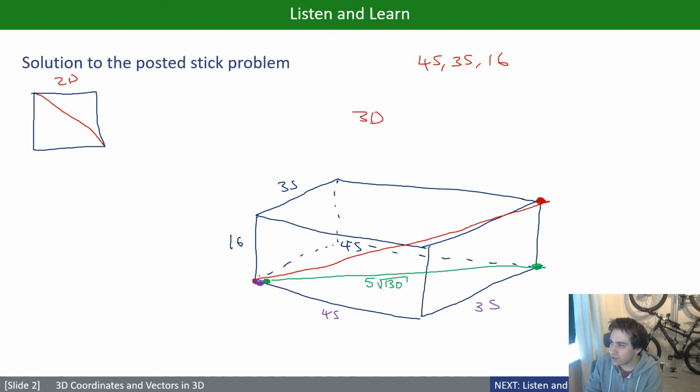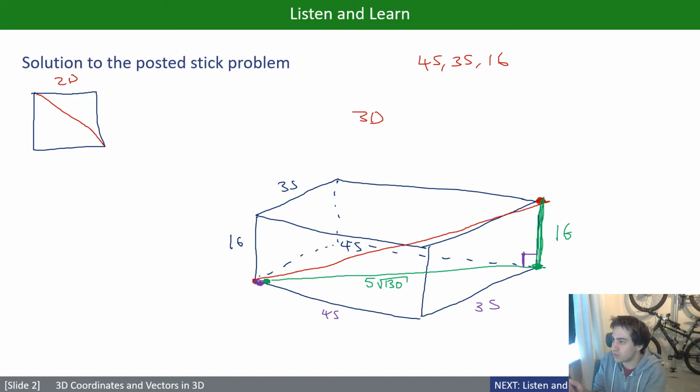And now consider this other line here. That one is 16, because that's the dimension of the box. Now notice that that red line is just the hypotenuse of the triangle which has these other two green lines as sides, because this part here is a right angle. It's a triangle in 3 dimensions, existing in 3-dimensional space, but the triangle itself is still 2-dimensional.